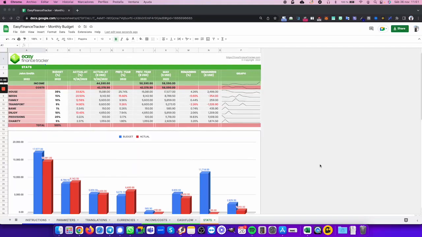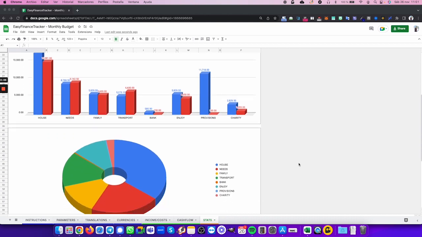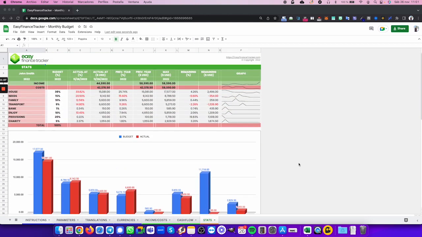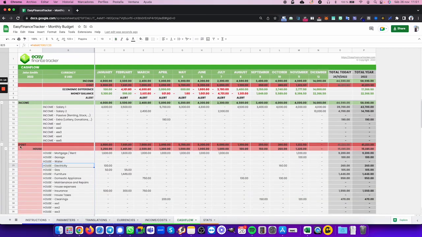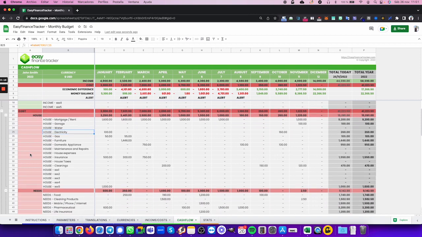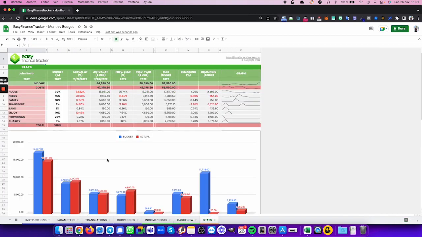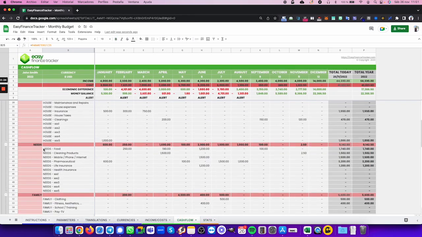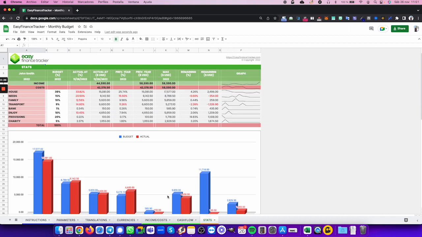Within the stats sheet, you have a graphical view of everything that has happened within the cash flow. First of all, the income and cost items, therefore house, needs, etc., have been conveniently reported here. In this way, it is possible to see, without having to scroll the entire sheet up and down, or close the various windows, that you have spent $15,000 on the house category to date.